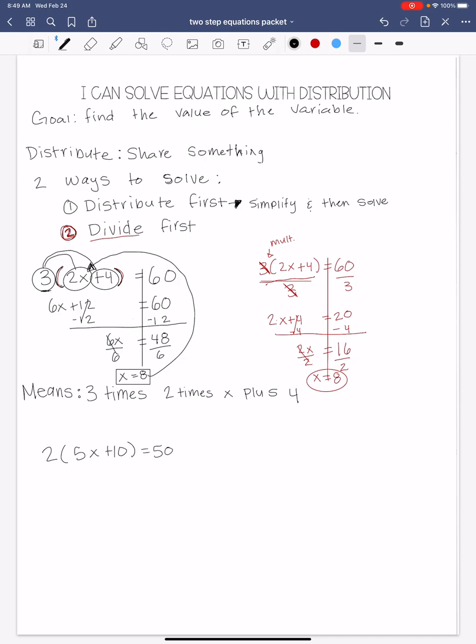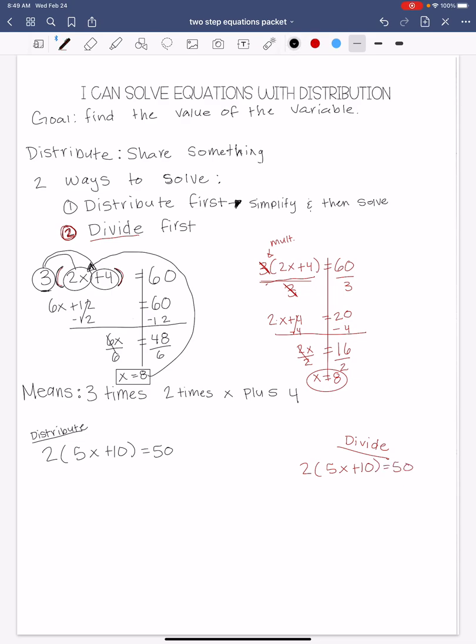Okay, if you want to try this on your own, now would be a great time to pause the video. Try it using distributing first. So we want to distribute first. And even if you wanted, you could jump ahead and try to divide first. So try them on your own, and then you can come back and check your answers.